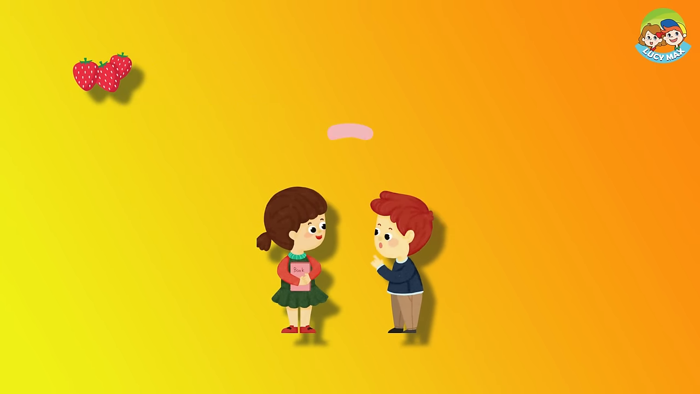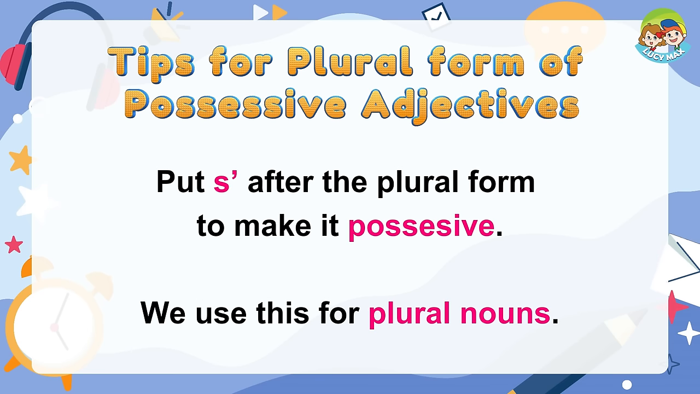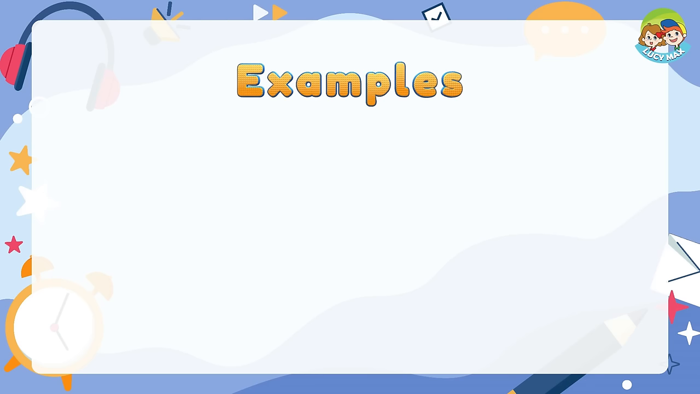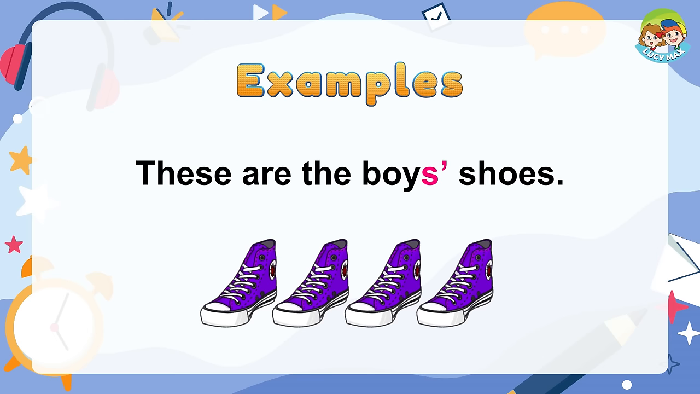Grammar tips. We will look at tips for plural form of possessive adjectives. We put S apostrophe after the plural form to make it possessive. We use these for plural nouns. Examples. Let's look at some examples. This is my sister's school. Sisters with an apostrophe means more than one sister. These are the boys' shoes. S apostrophe means more than one boy.